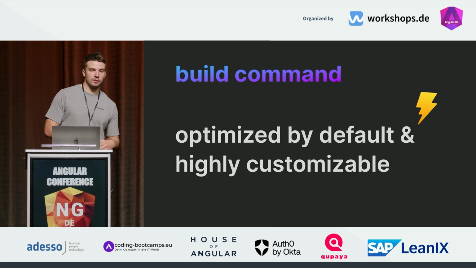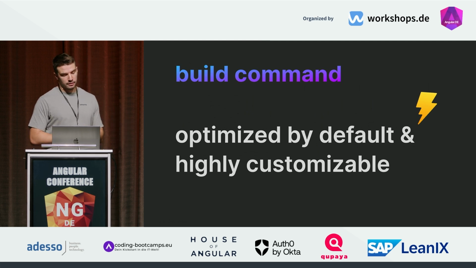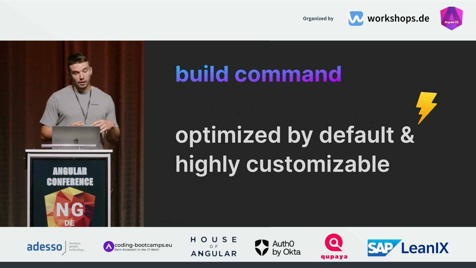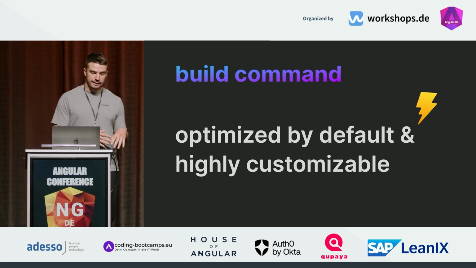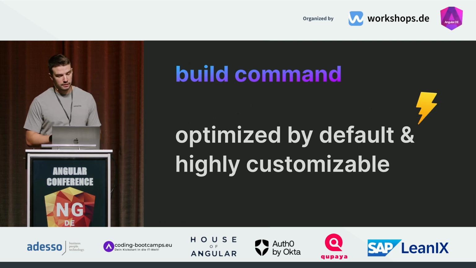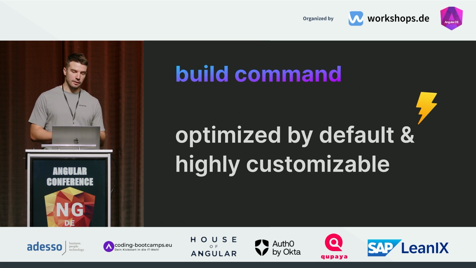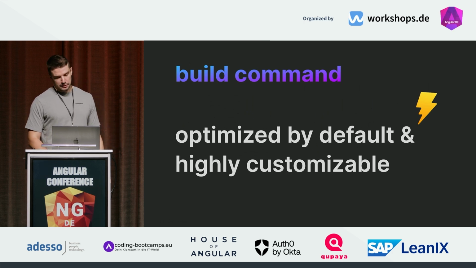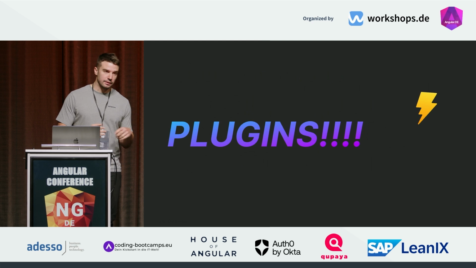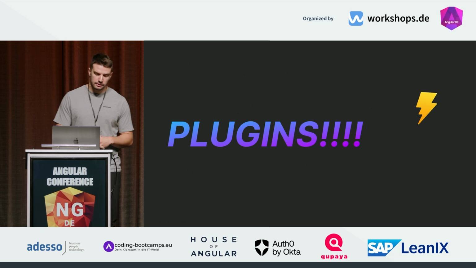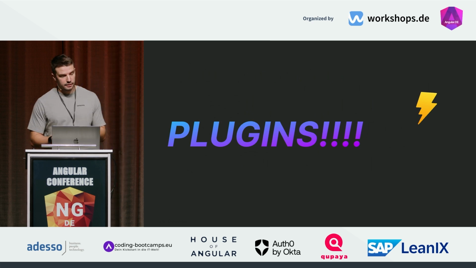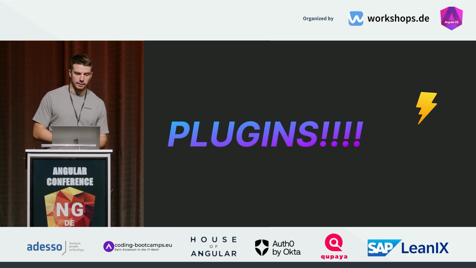And then we have the build command. So once we're done developing, we're ready to build our application. And Vite brings a very optimized by default and highly customizable bundler, which is not ESBuild. It's called Rollup. And Rollup has a huge strength in that its plugin interface. There is a plugin for literally everything that you want to customize within your build, there's a Rollup plugin for it.